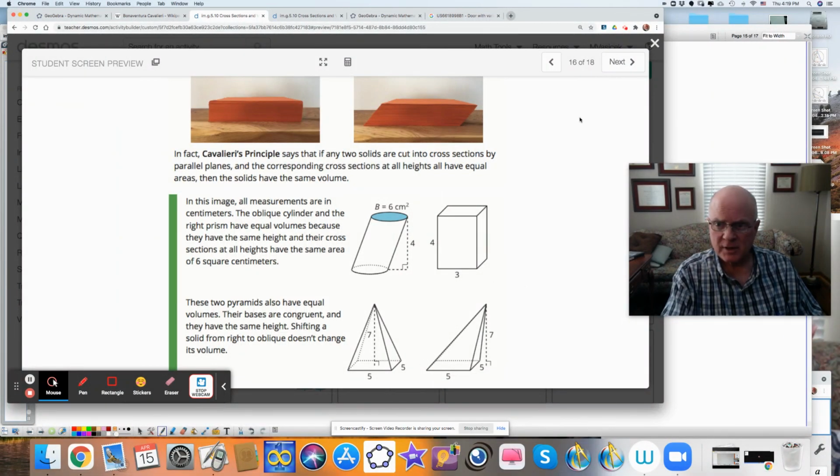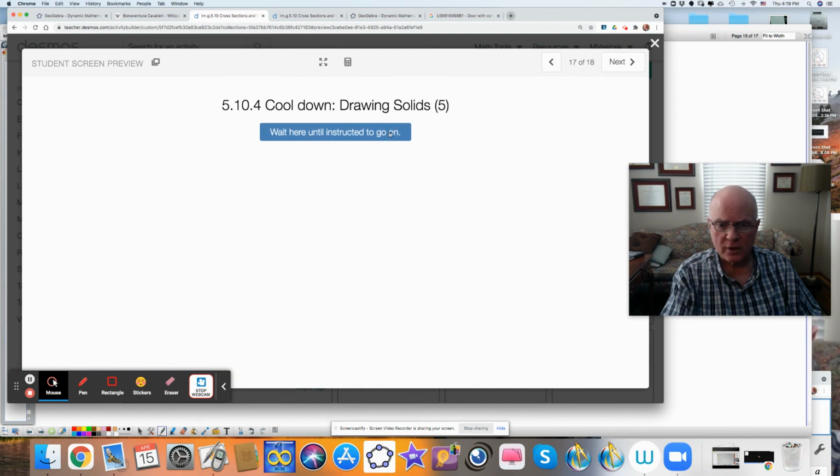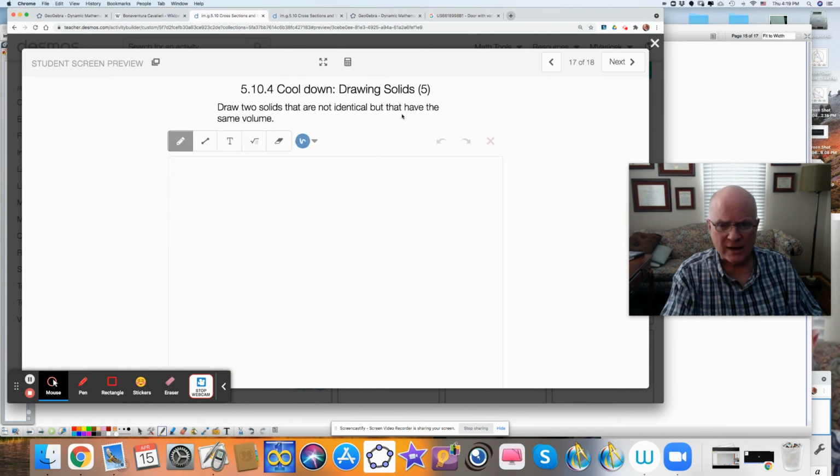And the last page is for you to draw two figures. Hopefully you would draw them when they have the same identical areas, but maybe you would draw one that is not oblique and one that is oblique.